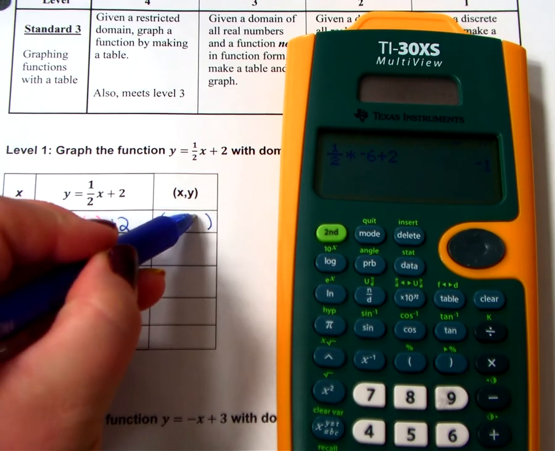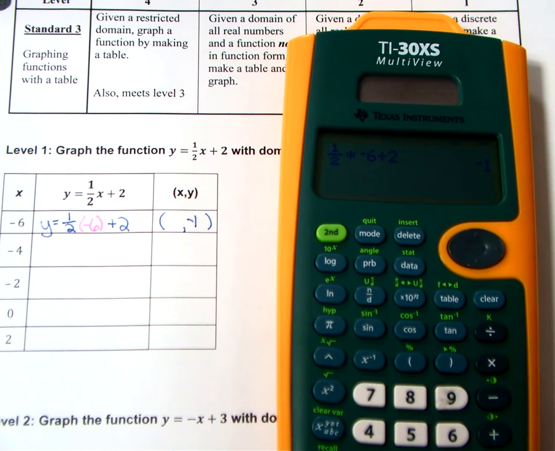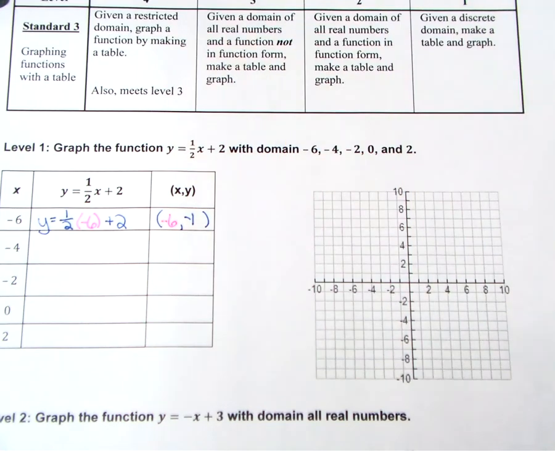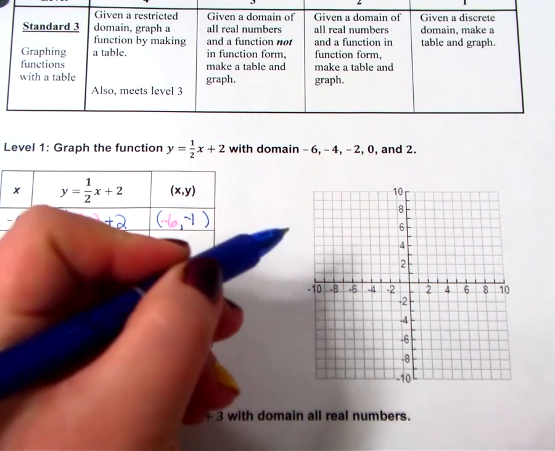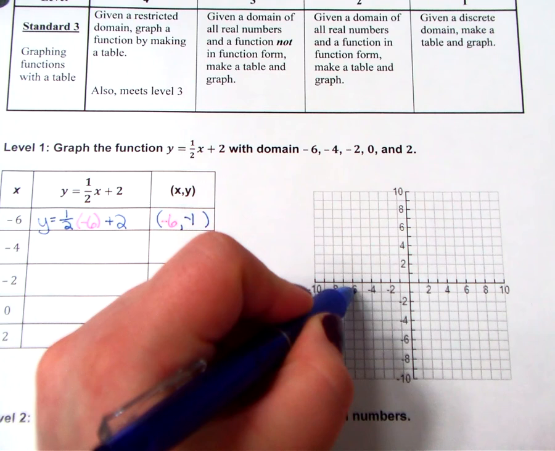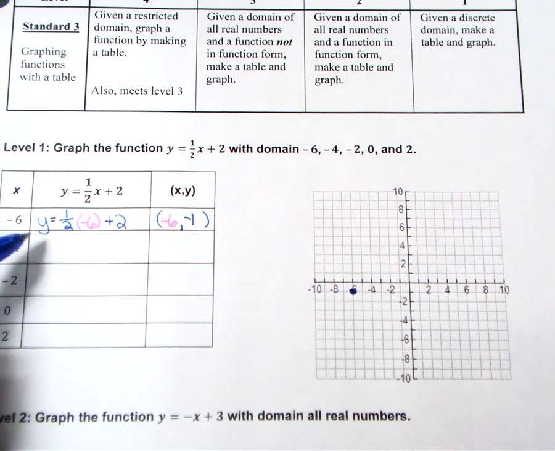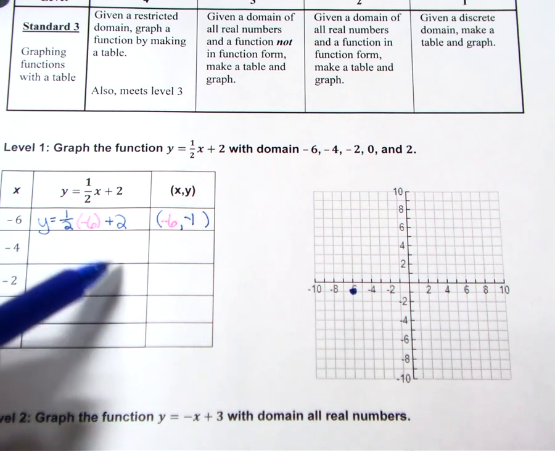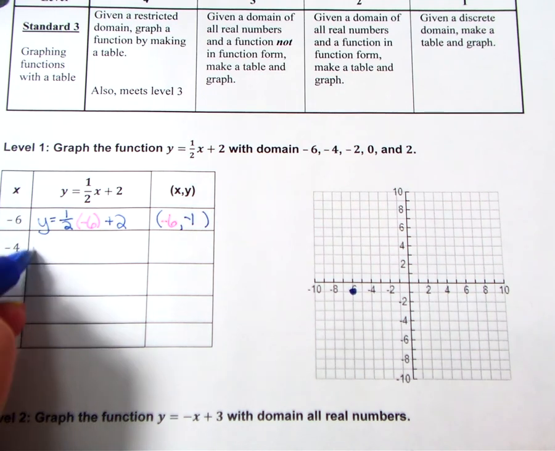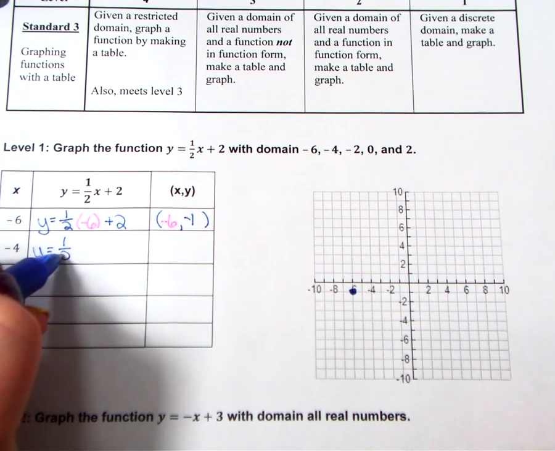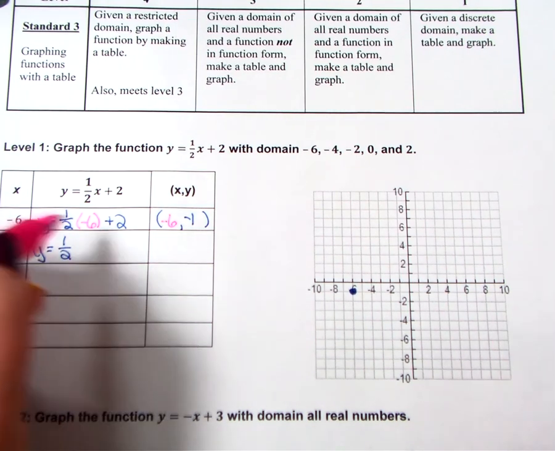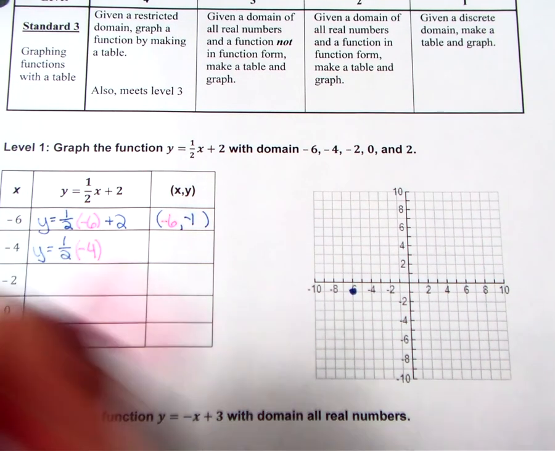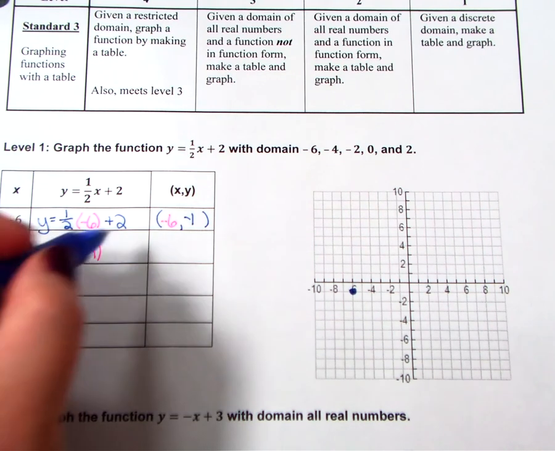And we put -6 into that. So we have a point now that we can plot. We can plot -6 and then down to -1 and put a dot. We're going to do that same thing for all of the others. I'm going to go ahead and start filling in what we're putting into our calculator. So we have y equals 1/2, and then we're multiplying that by -4, because that's the value given to me in the x, plus 2.